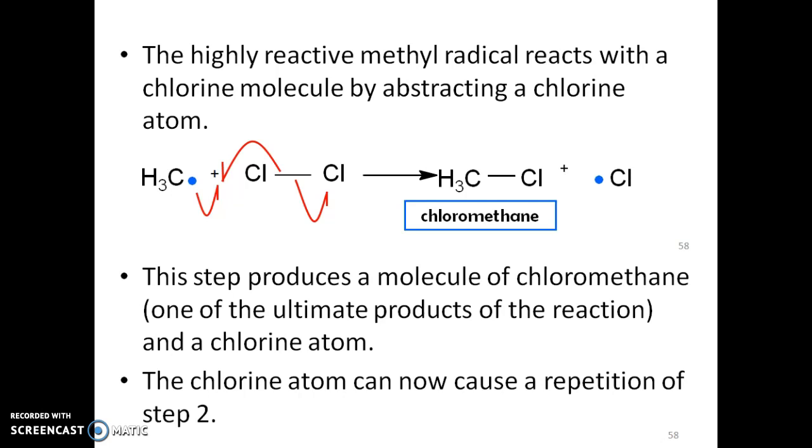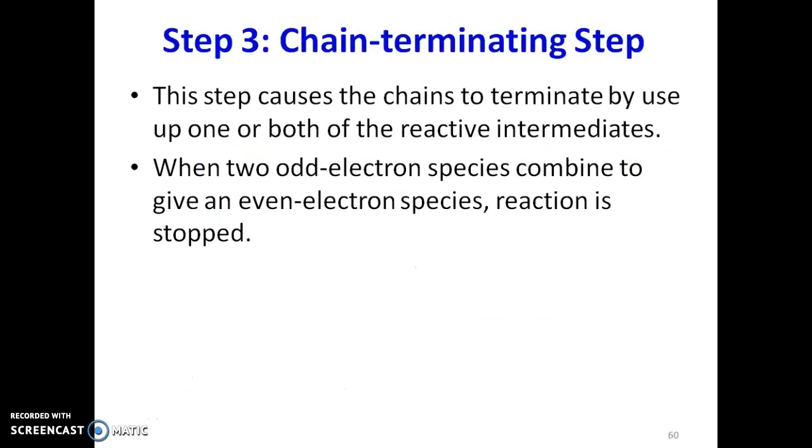Okay, so because this chain propagating step keeps repeating, we need to have a chain terminating step to stop the reaction. This step causes the chain to terminate by using up one or both of the reacting intermediates.